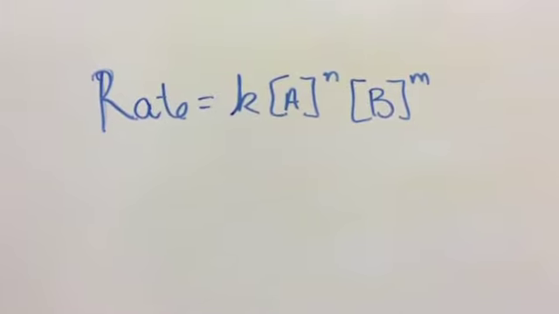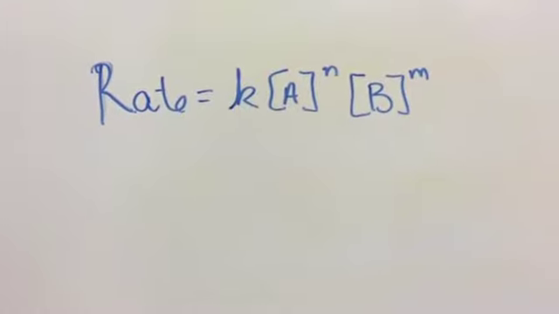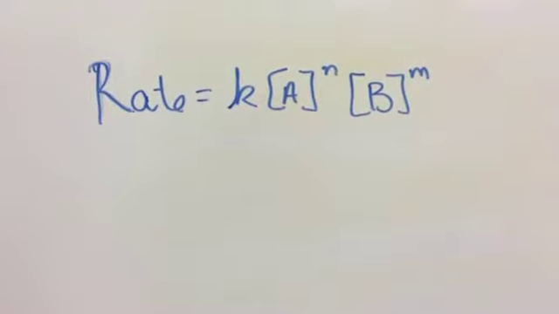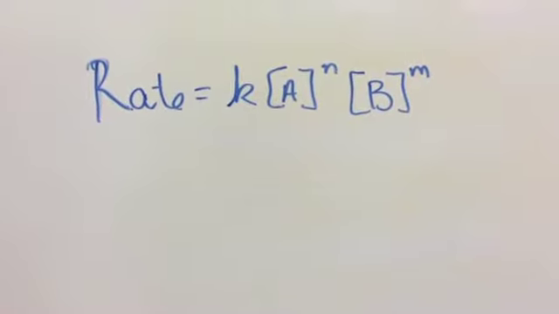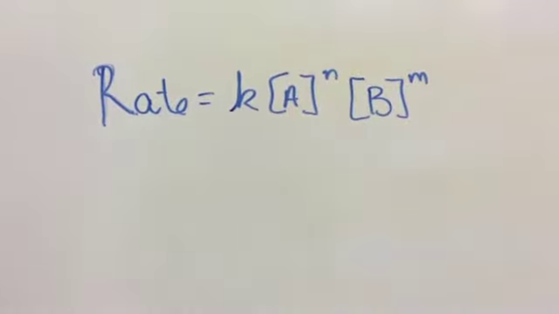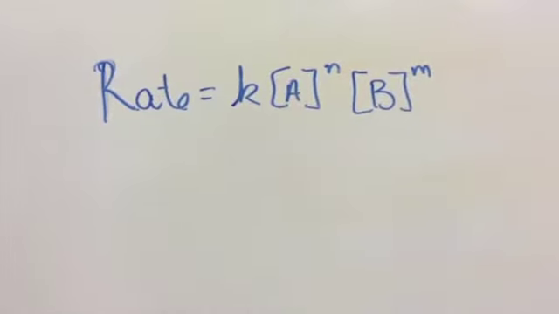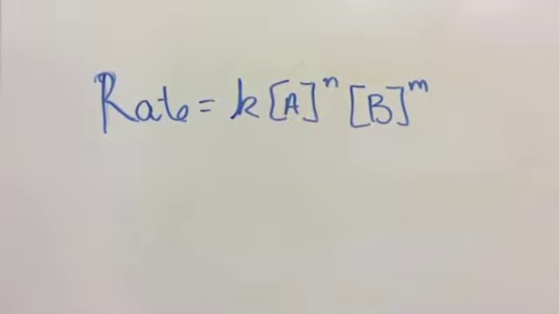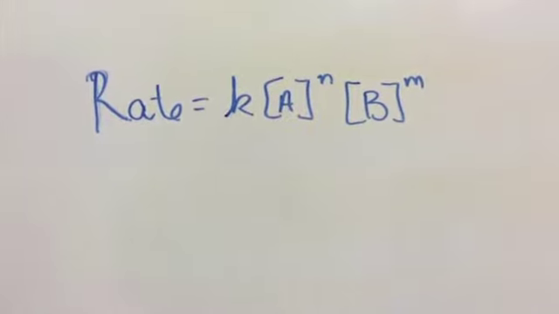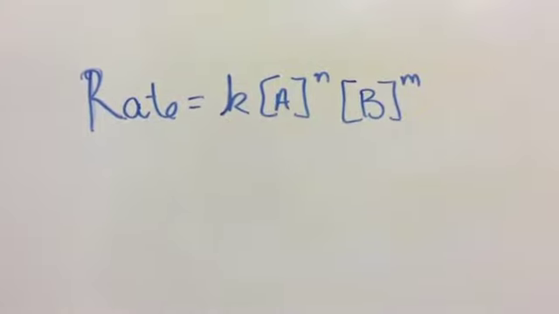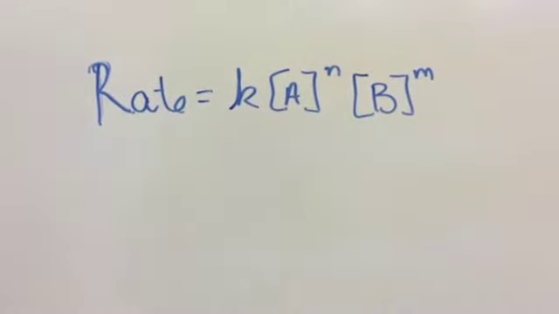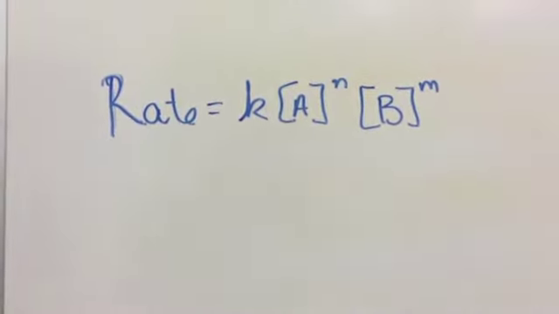Recall that a rate law is an expression that helps us to determine the rate of a reaction if the concentrations of the reactants are known. In this case, the concentration of reactant A is the brackets around A, and the concentration of reactant B is the brackets around B. Each of these concentrations is raised to a certain exponent, A to the N, B to the M. That exponent is known as the order with respect to that reactant. So the order with respect to A is N, and the order with respect to B is M.